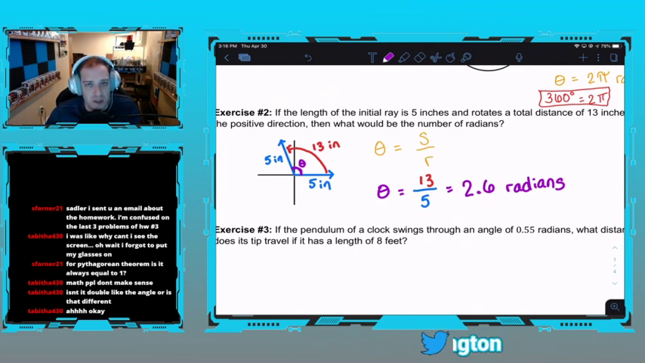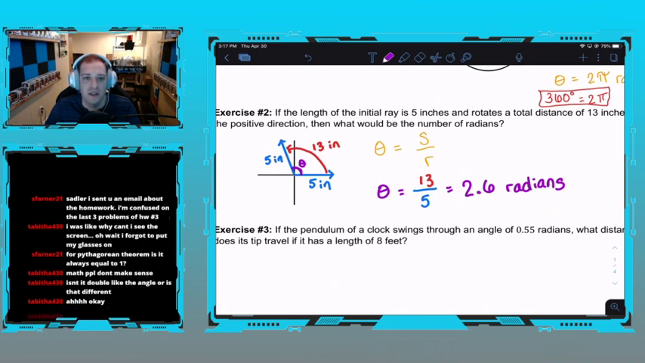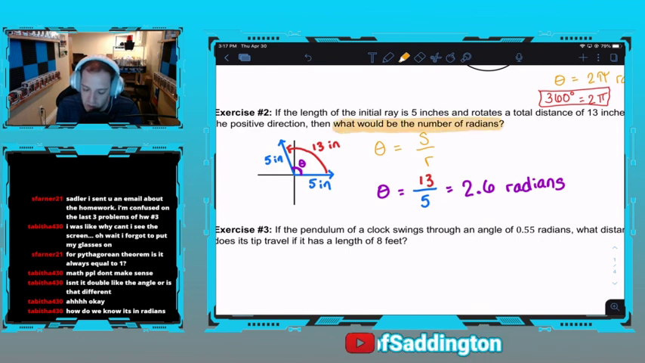Sometimes, and I didn't do this to you guys on the homework, they would ask you to convert that into degrees. So you would just have to take what we did yesterday and multiply it by 180 over pi, and then you can convert it into degrees. You just have to make sure you're reading what the question's asking. Because it says right here, Tabitha, what would be the number of radians? So this particular problem is solving in radians.